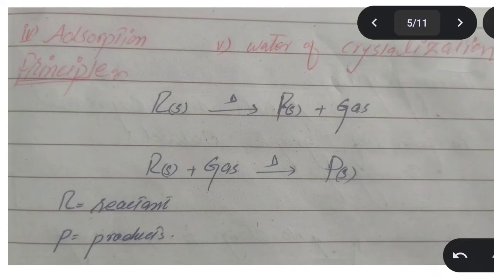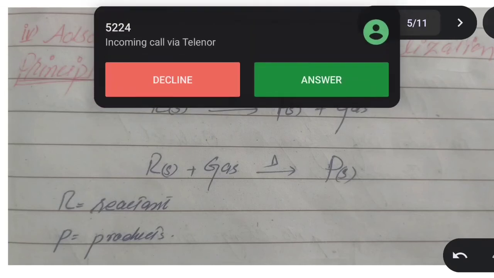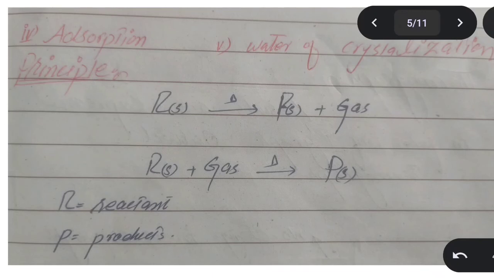Water of crystallization. First of all, I have to define what is meant by the water of crystallization. Water of crystallization is the water which is necessary to maintain the structure of a crystal.